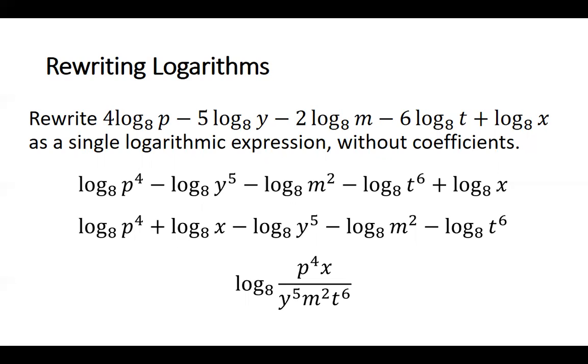And this is where I said, when you get better at this, you'll recognize, oh, if it's a positive or a plus, then it's going to go in the numerator. If there's a subtraction, it's going to go in the denominator. So I could have just read that off of the previous equation and said log base 8 of p to the fourth, that's in the numerator. Log base 8 of y to the fifth, that's in the denominator. Log base 8 of m squared, that's in the denominator, minus log base 8 of t to the sixth, also in the denominator, plus log base 8 of x in the numerator. And I could just pull the pieces together.